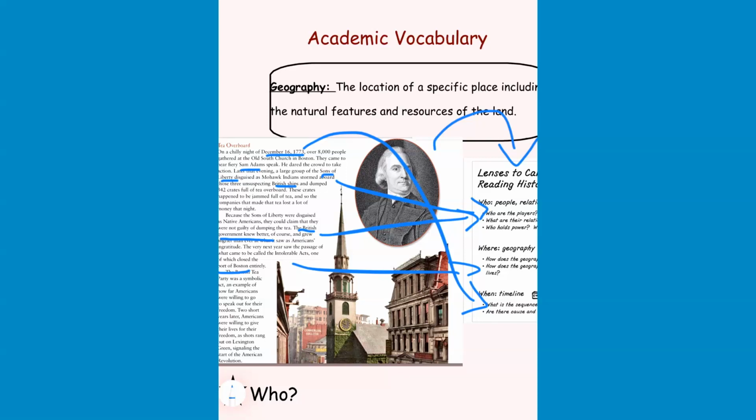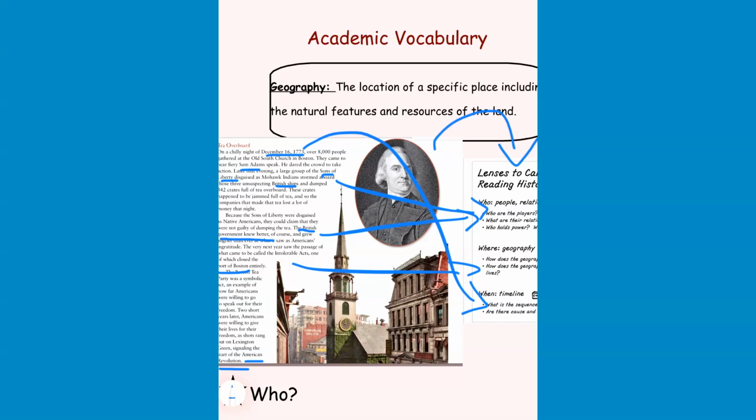The Boston Tea Party was a symbolic act, an example of how far Americans were willing to go to speak out for their freedom. 2 short years later, Americans were willing to give their lives for freedom as shots rang out on Lexington Green, signaling the start of the American Revolution.